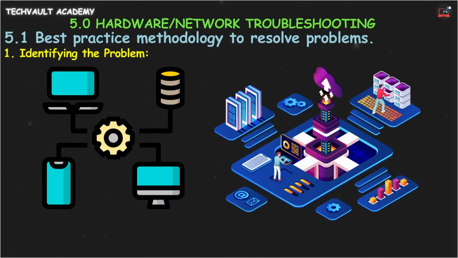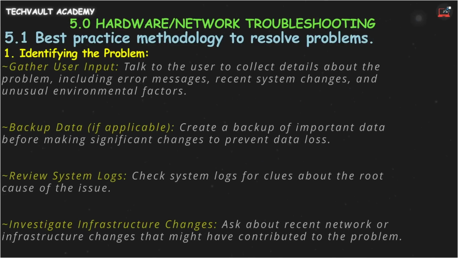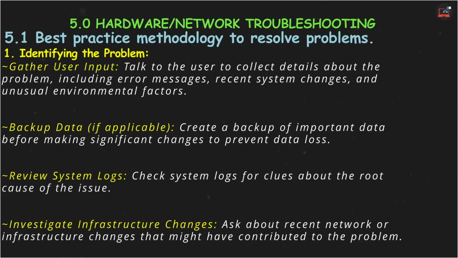1. Identifying the problem. Gather user input. Begin by talking to the user experiencing the issue. Gather details about the problem, including error messages, recent changes made to the system or network, and any unusual environmental factors.